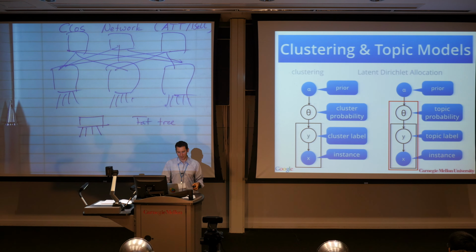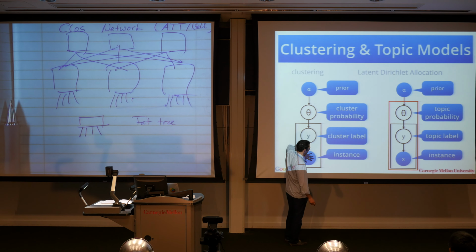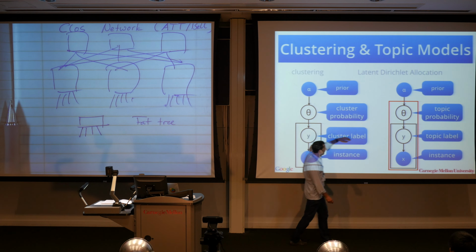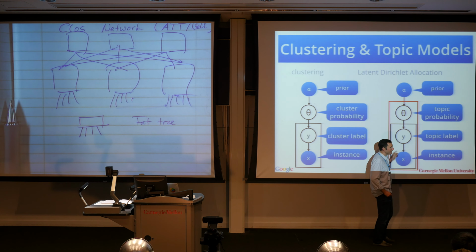Okay, here are both of them in pictures. So clustering basically means I have some cluster probability, then I generate a cluster label, and then I generate my instance. In a topic model, I basically decide upon my mixture coefficients, and then for each word, for instance, I pick a topic label, and then I draw an instance. So for documents, you can basically think of a topic model like clustering words within a document, where I decide upon the mixing proportions within the document, one document at a time.